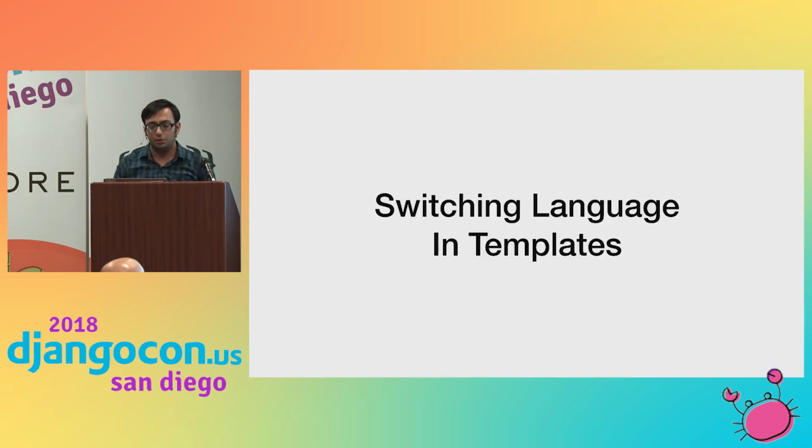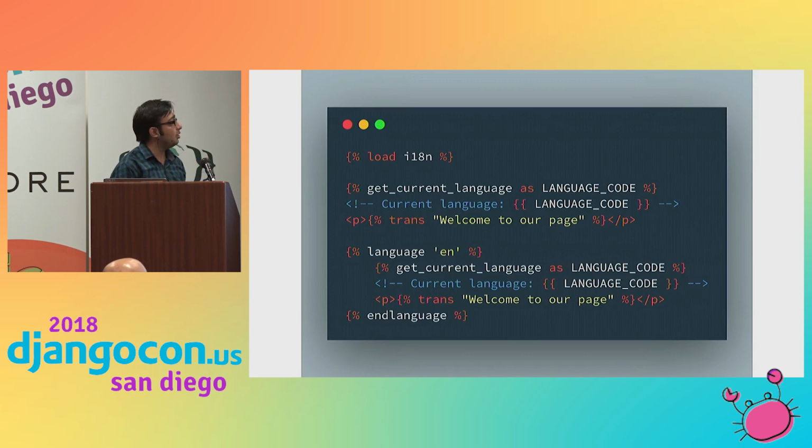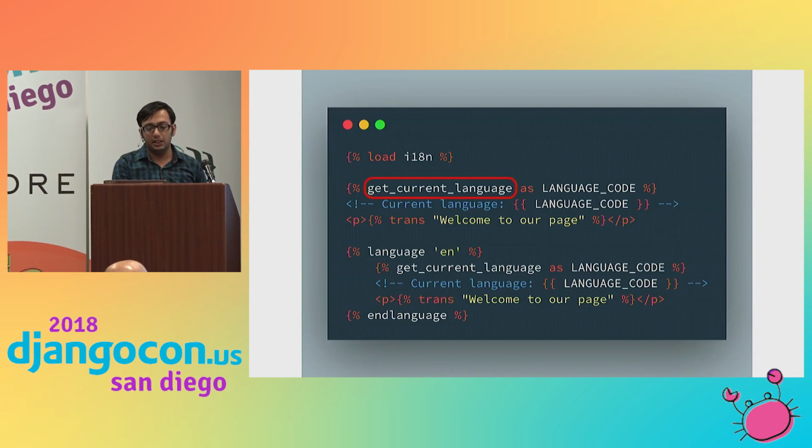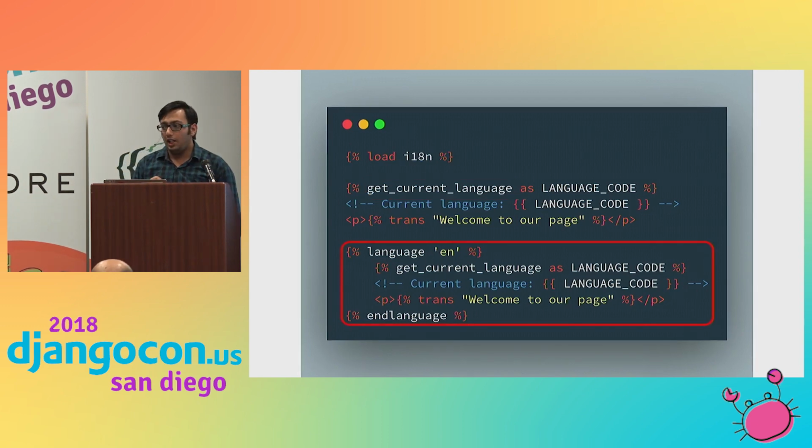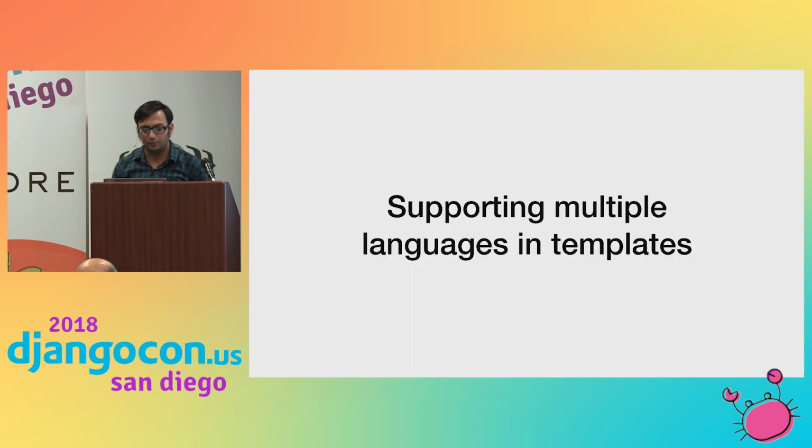So what happens when you switch language in templates? We have something known as get current language. We use that, and we get the language code here. Assume that this page is in Chinese, so we'll get the welcome to our page message in Chinese. But for the second block, which is this one, we have overridden it and used language en, saying that this particular block should override the English language. So even if this particular page is in Chinese, the first message will be in Chinese, but the second one, the welcome to our page, will be in English, because we have used the language template tag to override that.